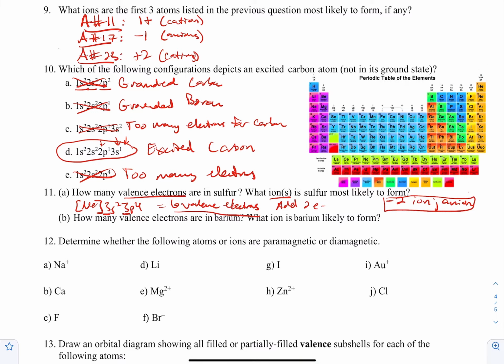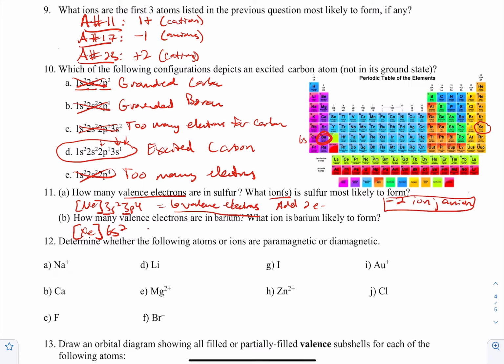Okay, so letter B here, how many valence electrons are in barium? And what ion is barium likely to form? So let's find barium. Barium is right there on the periodic table. To get there, I'd have to go through a bunch of these things. In fact, I'm going to just skip to the condensed electron configuration because it's going to be easier. So I've got xenon, and then 6s2.